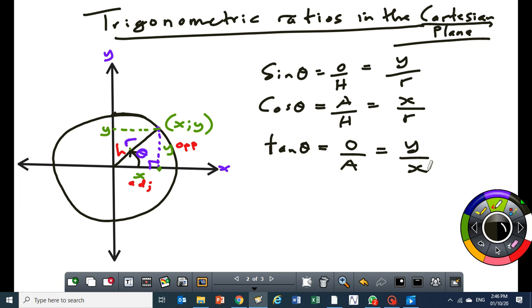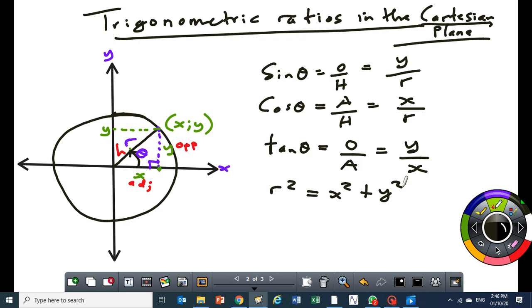And then we can introduce the theorem of Pythagoras here. It's a right angle triangle. The hypotenuse is r, the vertical distance is y, the horizontal distance is x. So if we use the theorem of Pythagoras, we end up having r squared, which is the hypotenuse, is equal to x squared plus y squared.